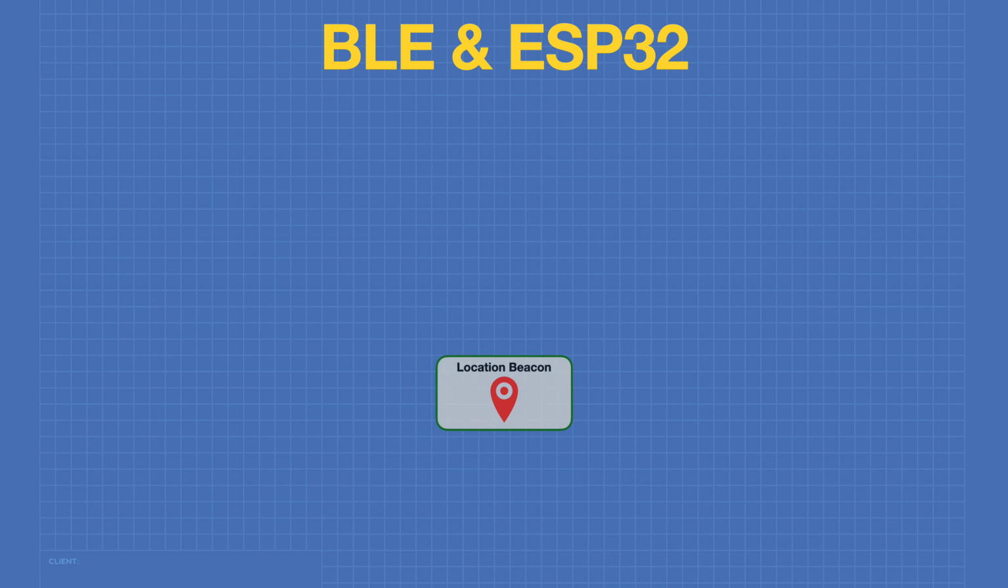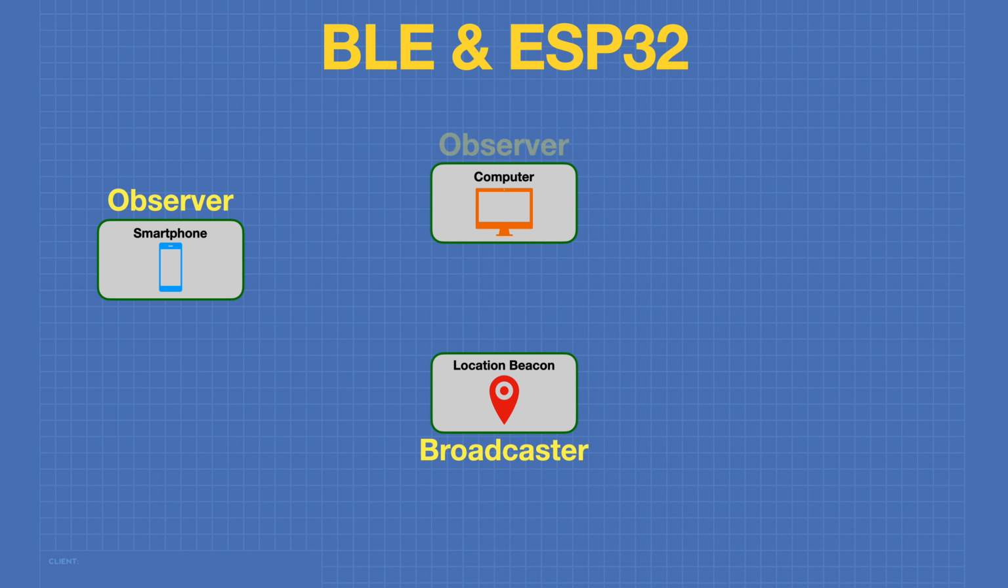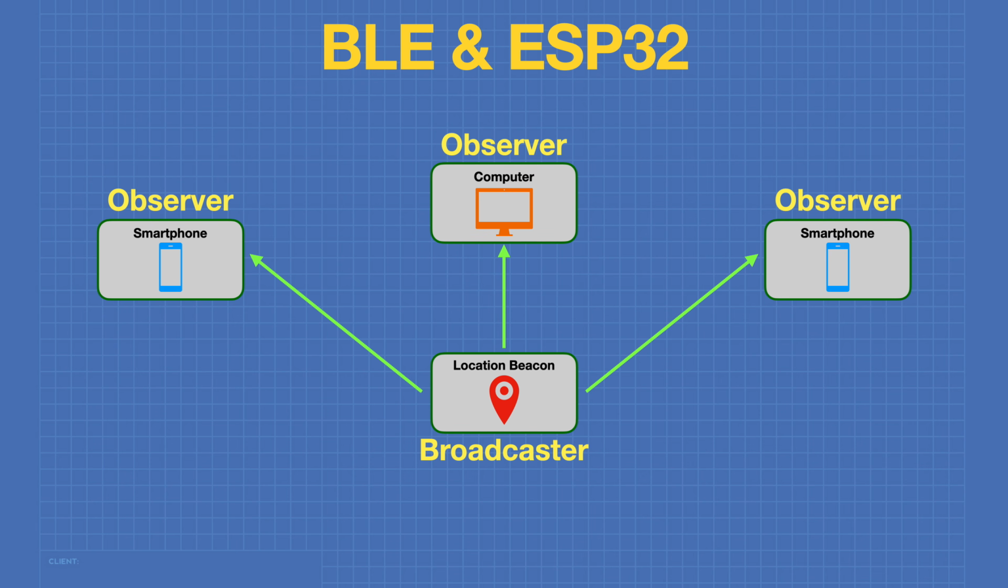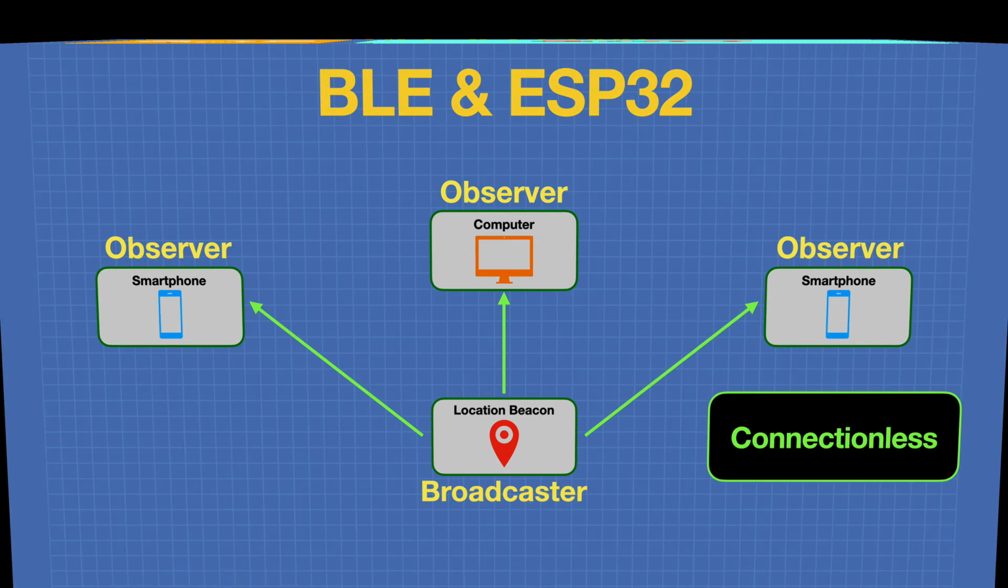Another topology has our BLE device operating as a broadcaster. A number of external devices, such as smartphones, tablets, and computers, can be used as observers. There's only a one-way connection here. The broadcaster just sends out data but does not receive it. This is known as a connectionless protocol.